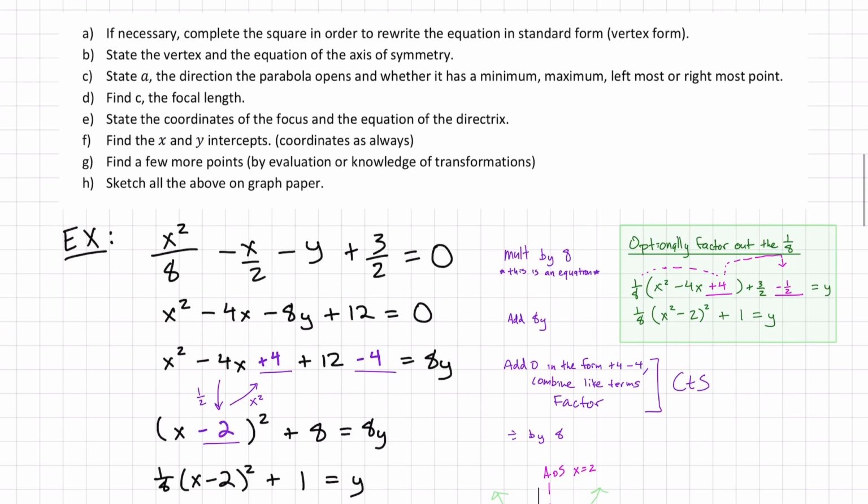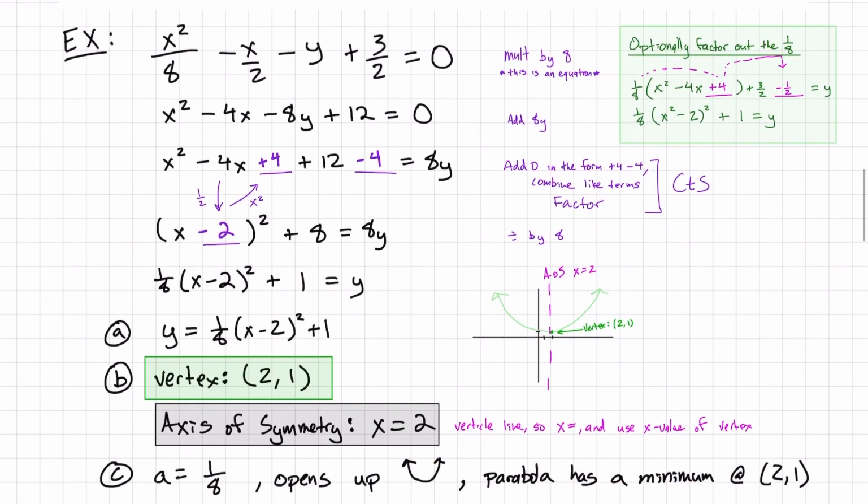All right, so now let's take a look at our first example. This is going to be very similar to what you're going to be doing on your homework and tests. I'm going to give you a parabola, probably in the general form, and you'll have to convert it to the standard form or the vertex form using completing the square. And then we'll answer these things. We'll find the vertex, state the A, find the C, which we call the focal length, give the coordinates of the focus and the directrix, the x and y intercepts, and then we'll ultimately be graphing it.